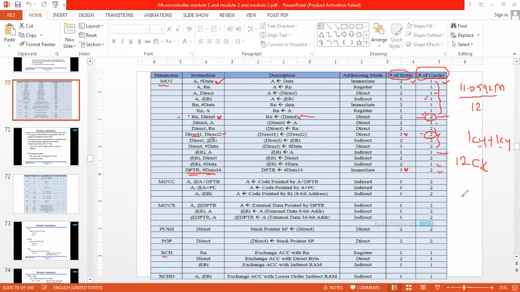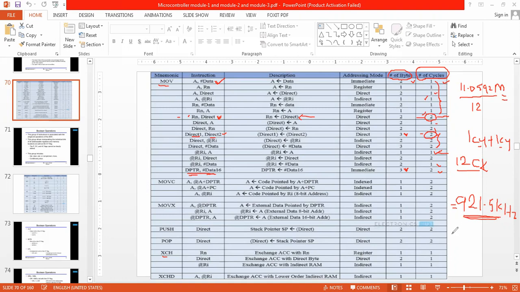So instead of computing for 24 clock cycles, just divide the whole crystal by 12. What will I get? 921.5 kilohertz. This is the frequency used to execute one machine cycle. So the frequency of one machine cycle is 921.56 kilohertz. We can easily calculate the time period from this, right?